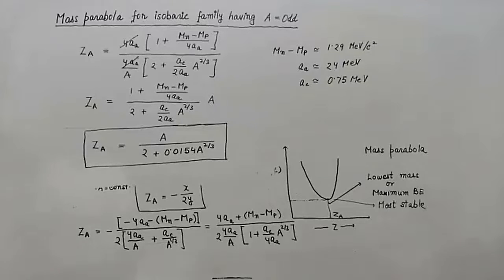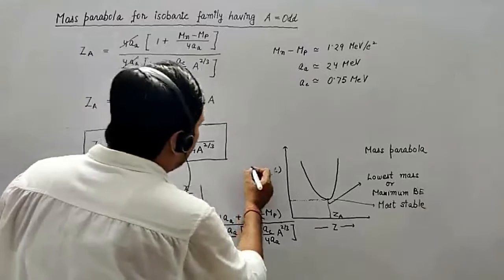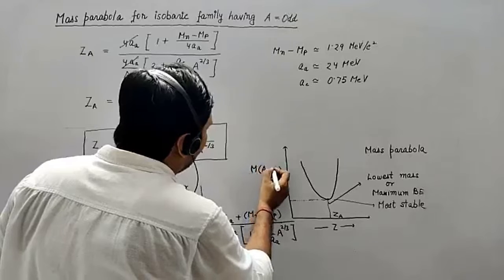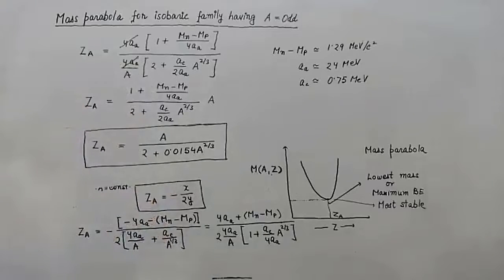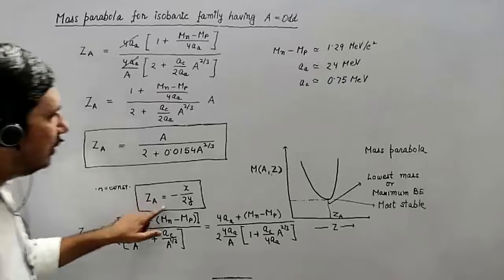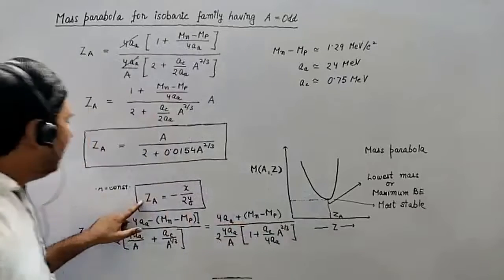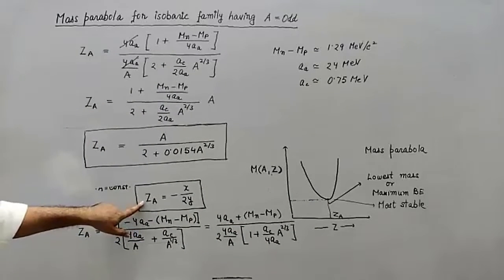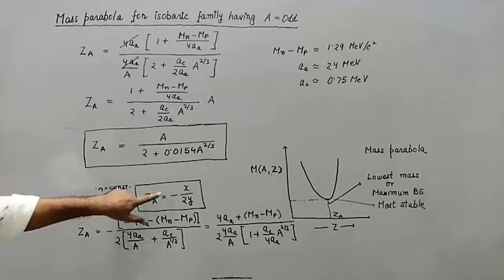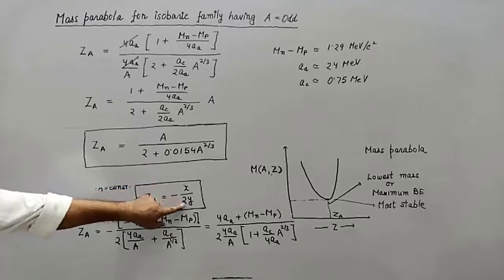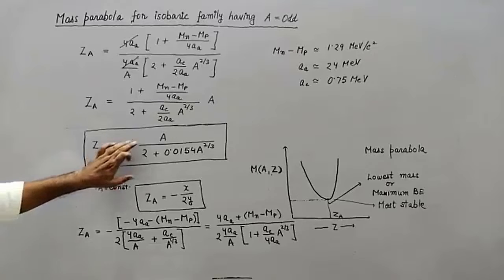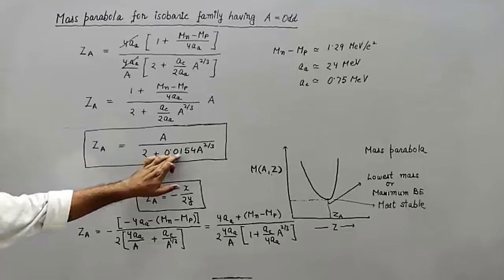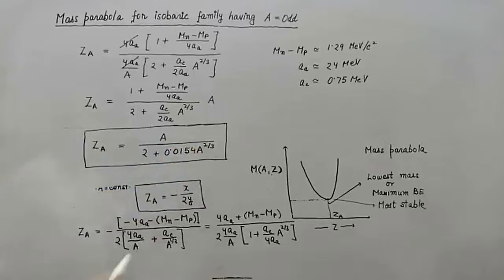So in this way, with the help of this mass parabola, we can find out this expression: ZA equal to minus x upon 2y. This is for the minima. This is the atomic number of the most stable nuclei. If we further substitute the values of x and y here, we will find this formula: ZA is equal to A upon 2 plus 0.0154 a to the power 2 by 3. Here we have used this constant.